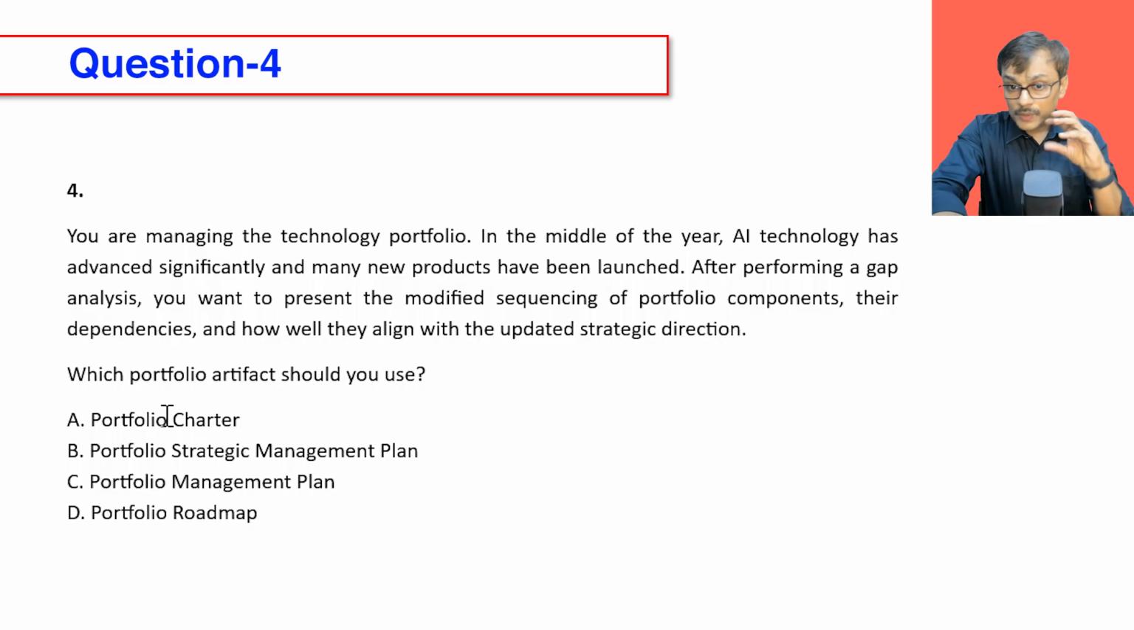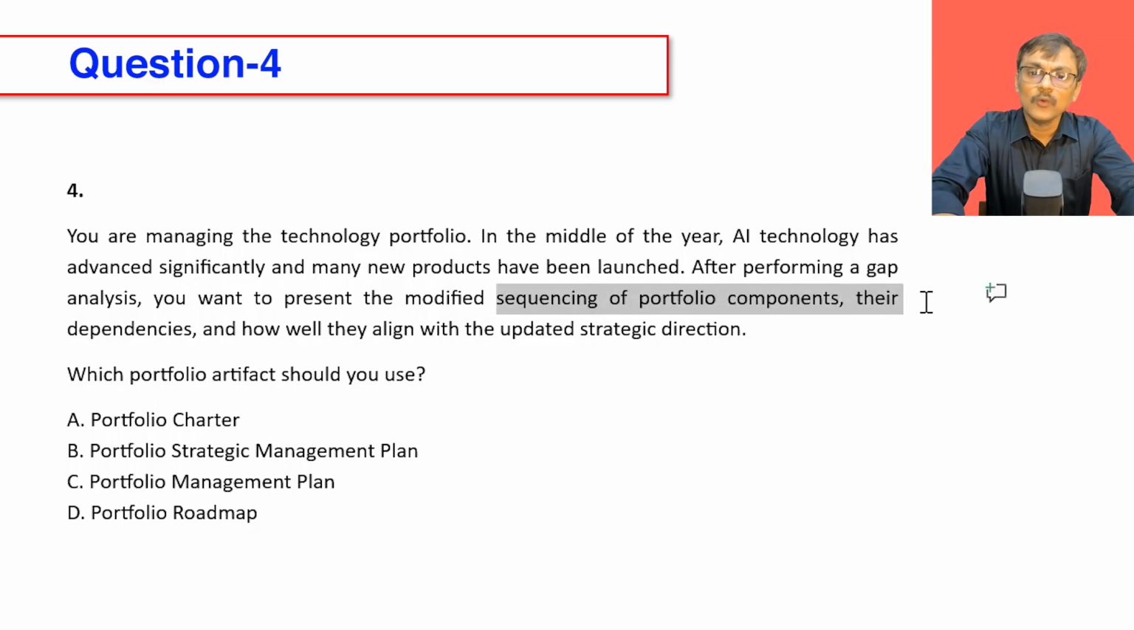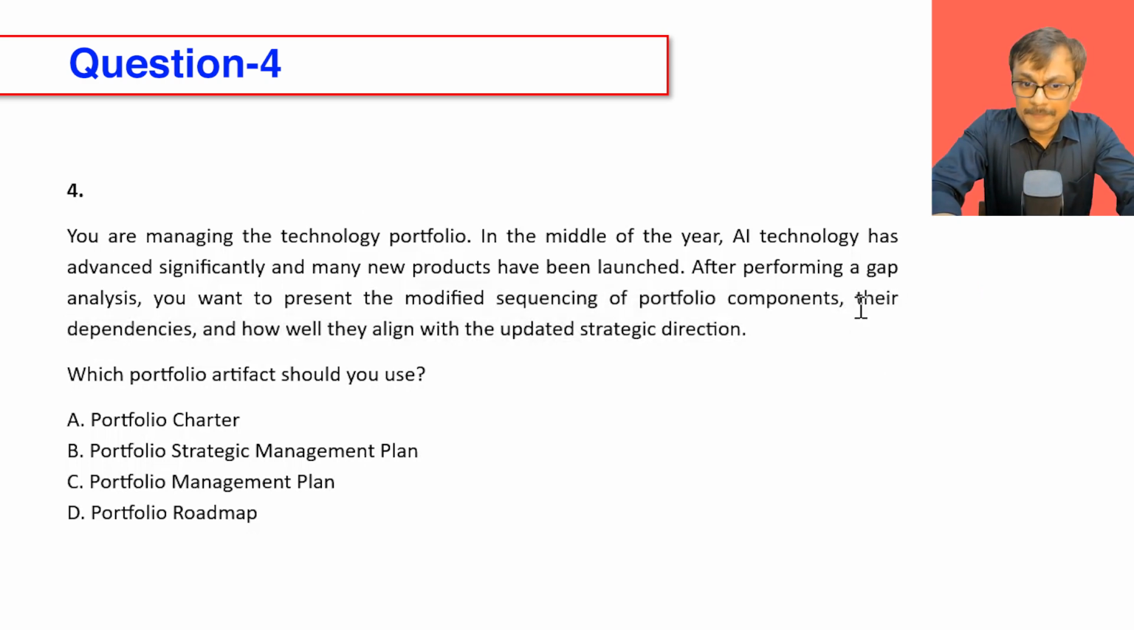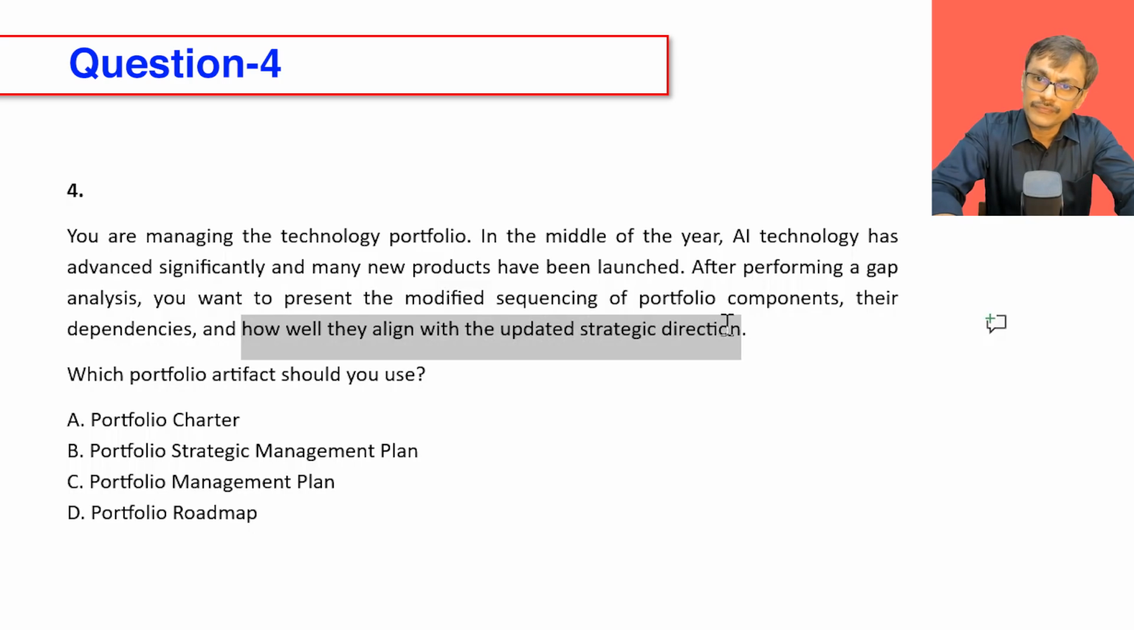Now, the question is also telling you whatever you want to present, I want to see these details. So I want to see a sequence of portfolio components, their dependencies, and how well they align with the updated strategic direction. I'm sure when you see dependencies and sequence, you quickly think it's going to be a portfolio roadmap, the option here. But sometimes people get confused when you see how it aligns with the updated strategic direction.